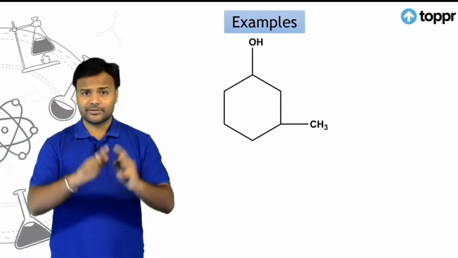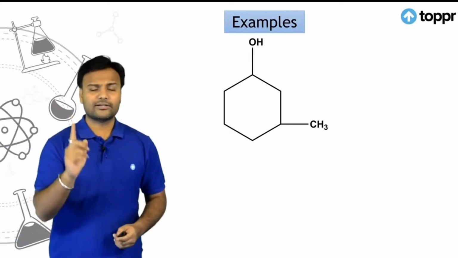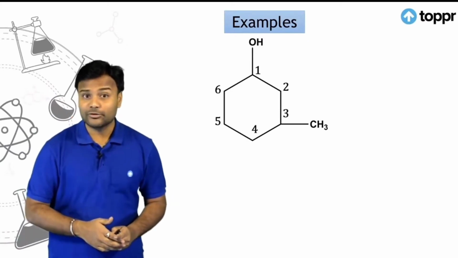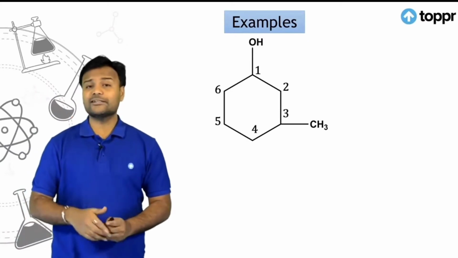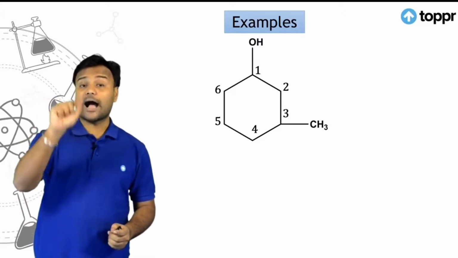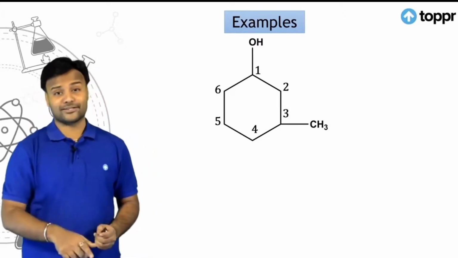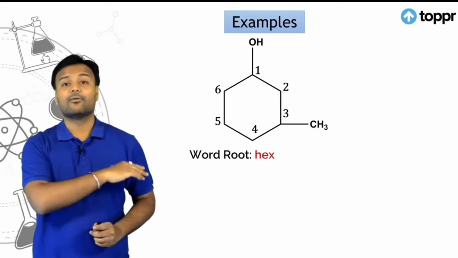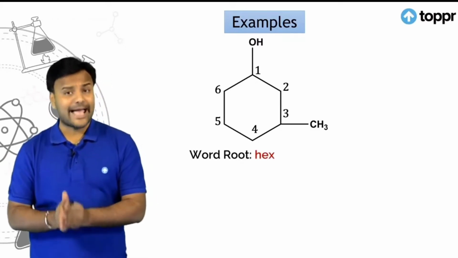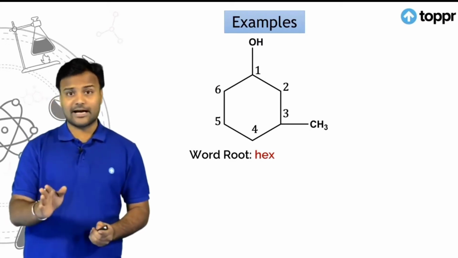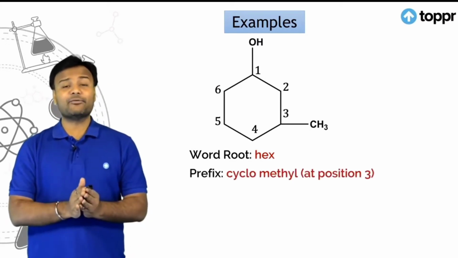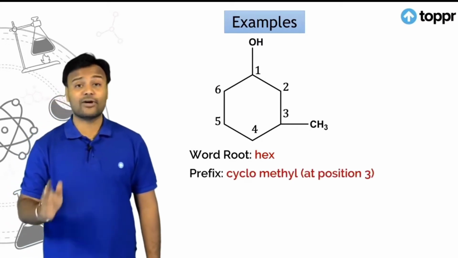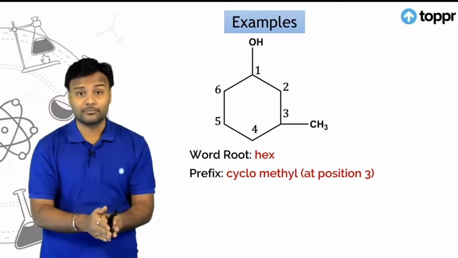Okay, look at this compound. This is cyclic in nature. What is the first rule? You have to number the compound. I have given the first number to the carbon that is attached to OH, because functional groups should always be given the priority. Here the word root is hex, because there are 6 carbons. And here the prefix is cyclo. This is one thing you have to remember, because this is a cyclic compound.